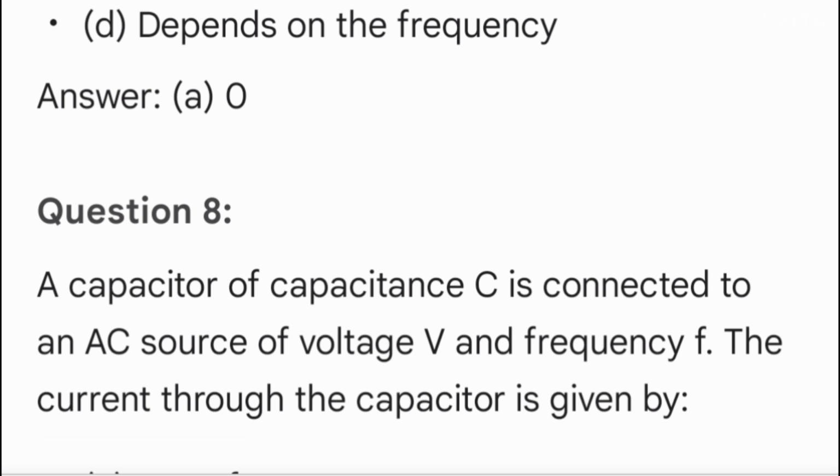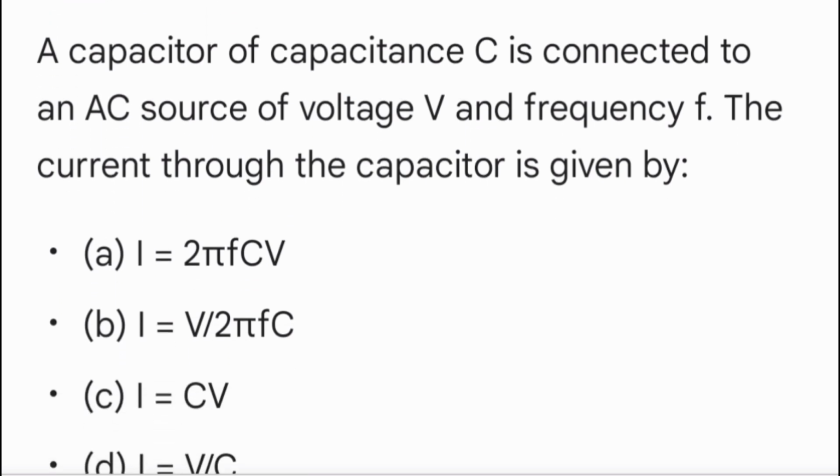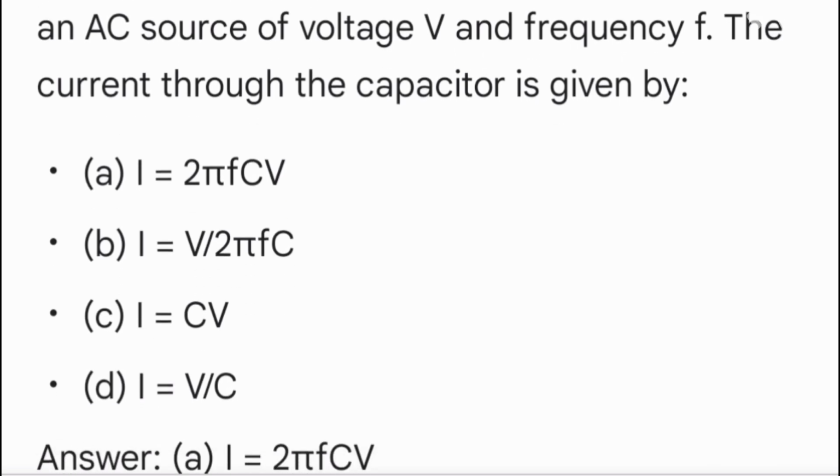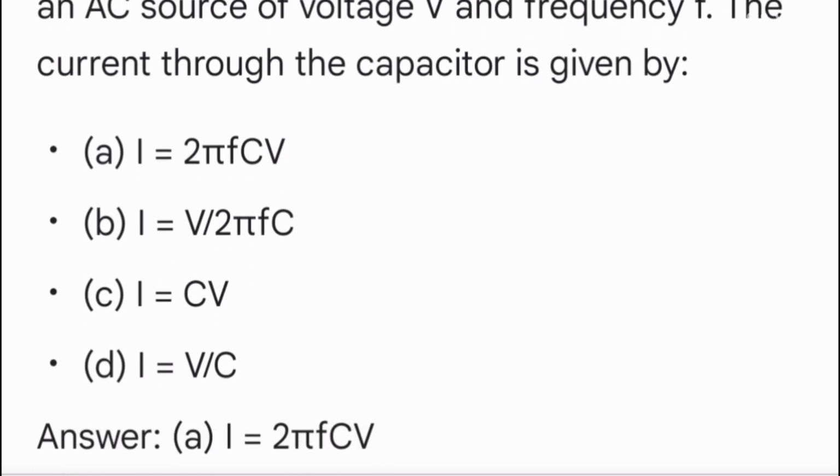Question 8. A capacitor of capacitance C is connected to an AC source of voltage V and frequency F. The current through the capacitor is given by A. I equals 2 pi FCV, B. I equals V by 2 pi FC, C. I equals CV, D. I equals V by C. Answer: A. I equals 2 pi FCV.